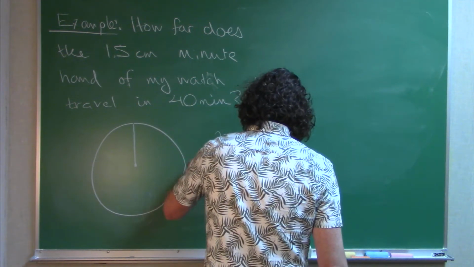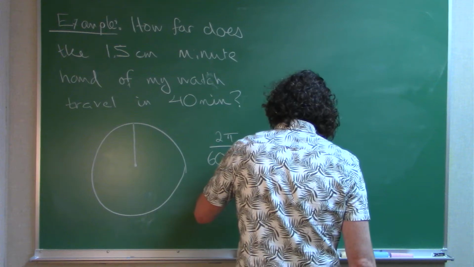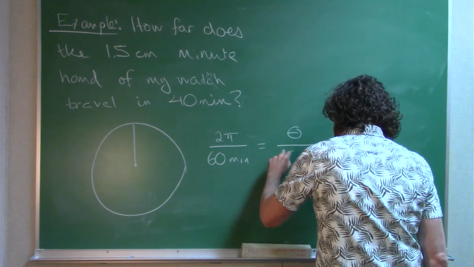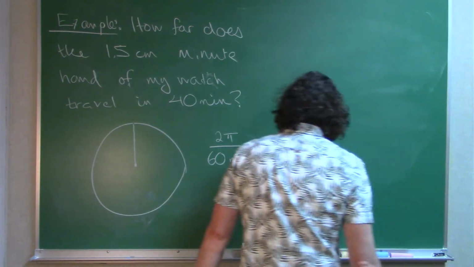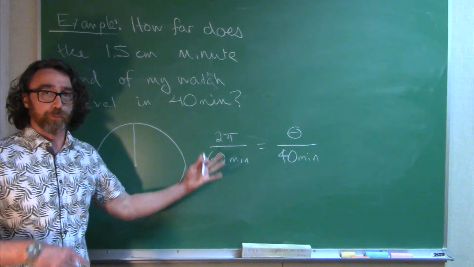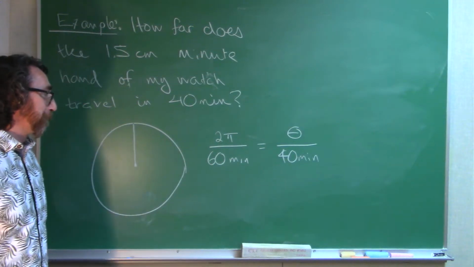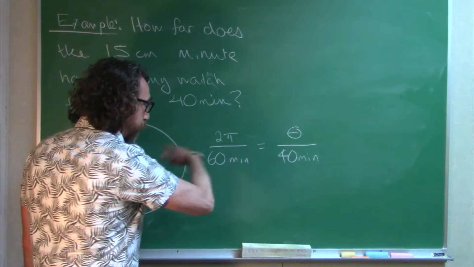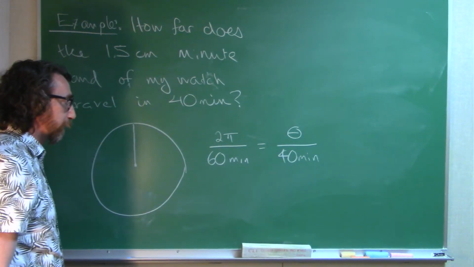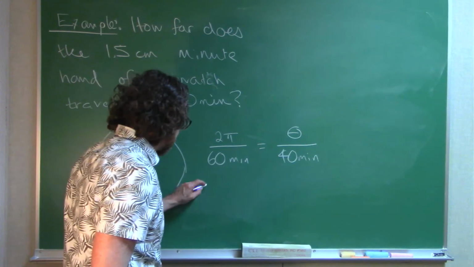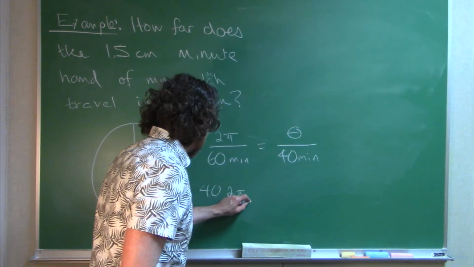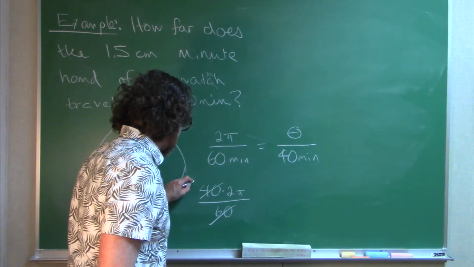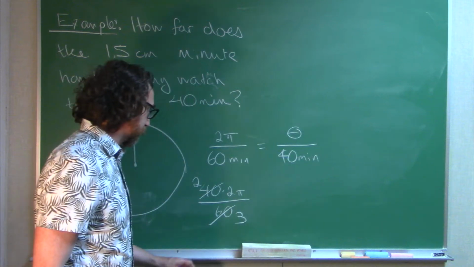Okay, so 2 pi radians in 60 minutes equals theta radians in 40 minutes. Okay, so I've got to solve for theta in this proportion. And that'll tell me the angle I'm looking at. Okay, so I just multiply both sides by 40. So 40 times 2 pi over 60. Of course, that's a 2, that's a 3.